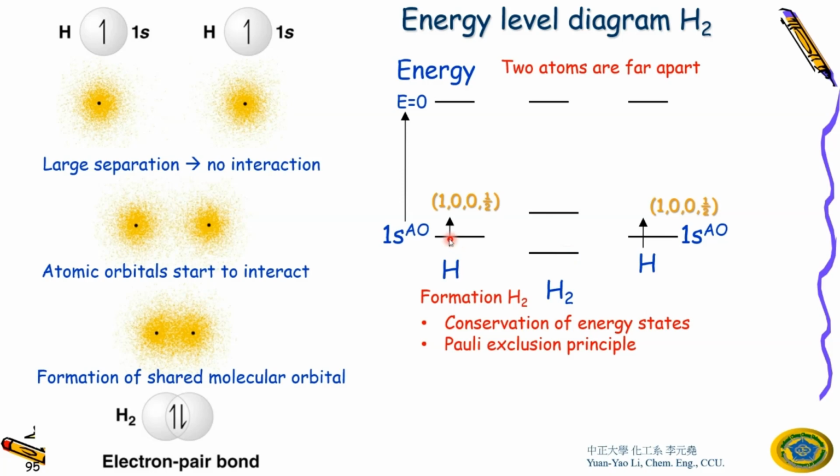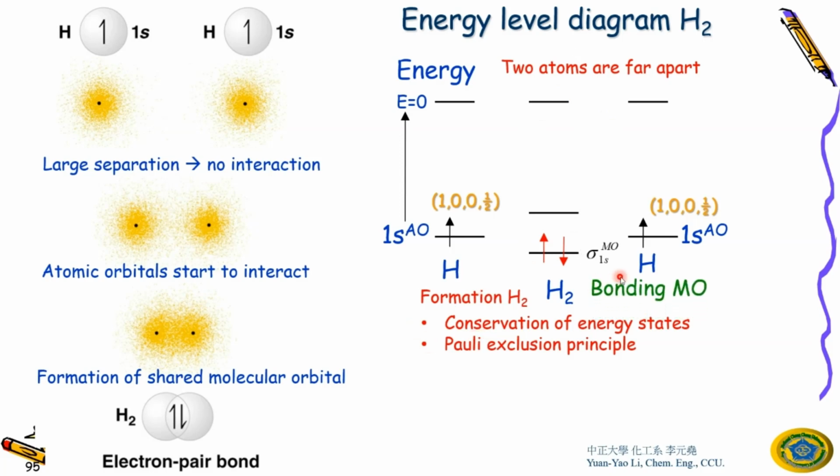Now we need to put these two electrons into this molecule. The first one you have to put in the lowest energy state. How about the second one? Will you put the electron here or here? Here, right? Because you follow the Pauli exclusion principle. If this one is spin up, this one needs to be spin down, which is different from this one. So this is what the energy level diagram of hydrogen looks like.